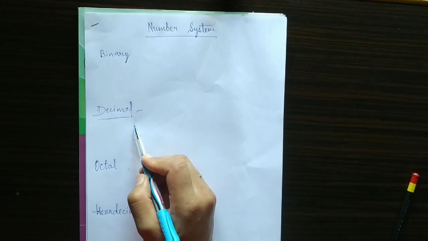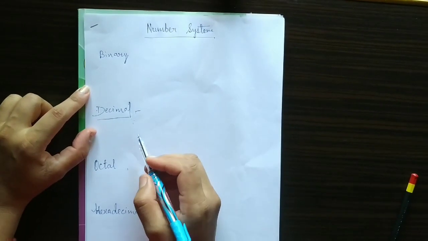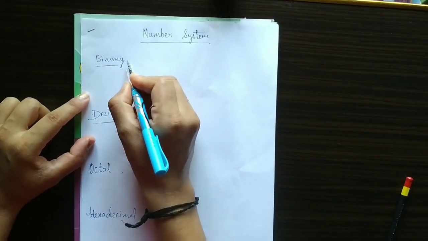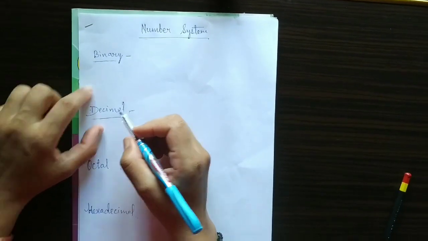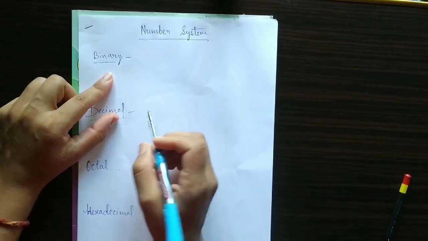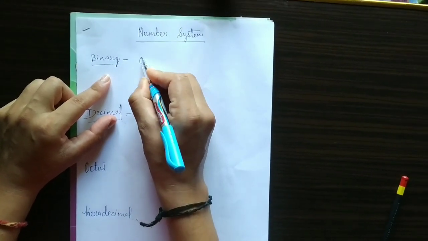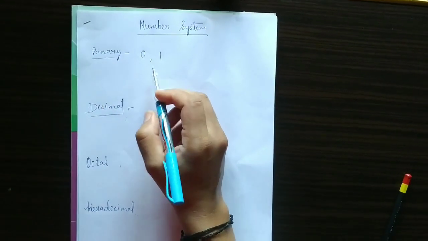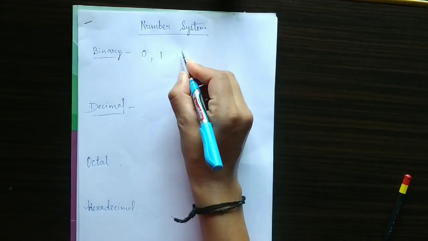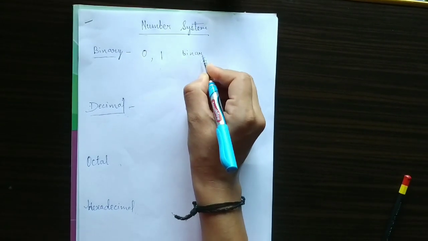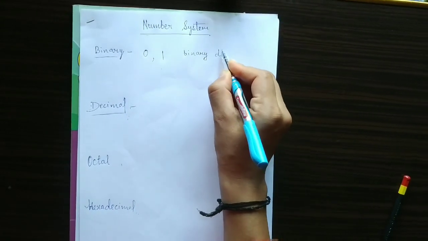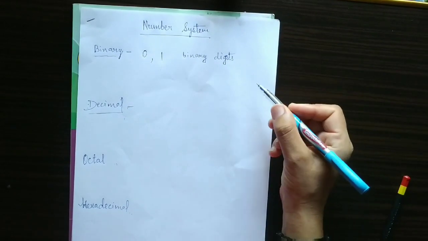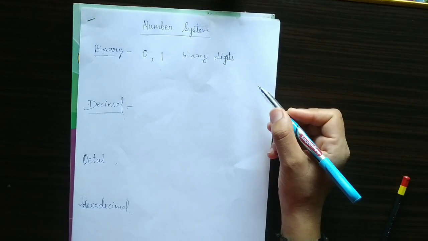As you all know, computer only understands machine language, and machine language is written in binary code. Binary code consists of only two digits or two symbols, which are 0 and 1. 0 and 1 are called binary digits. These are binary digits. These are used to write machine code or machine language.